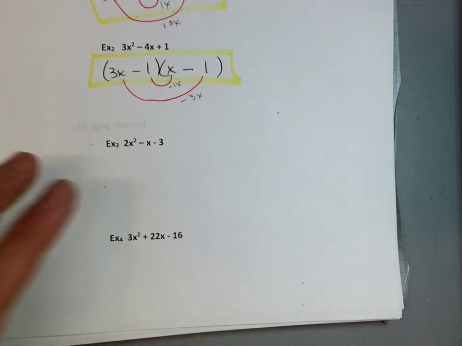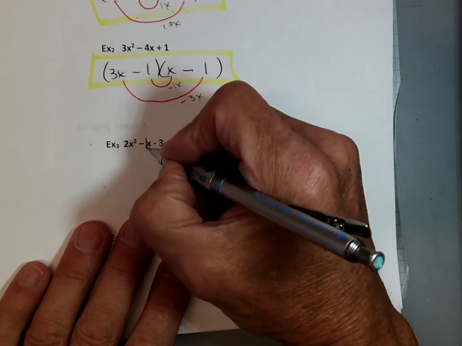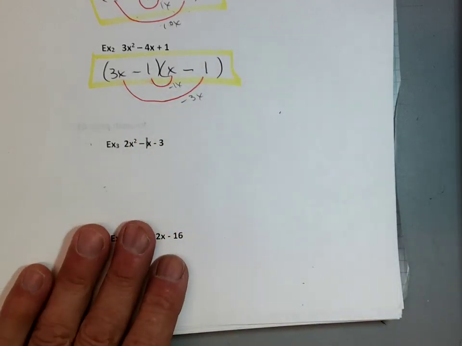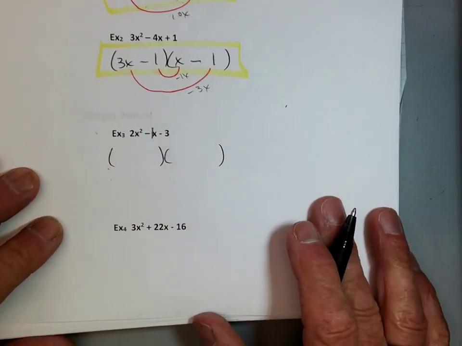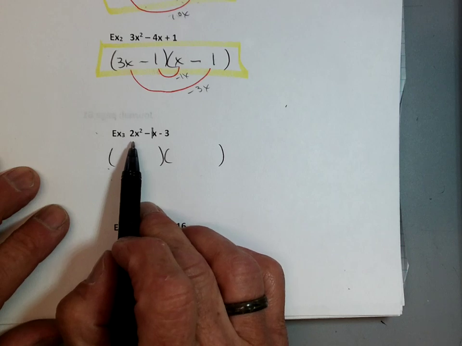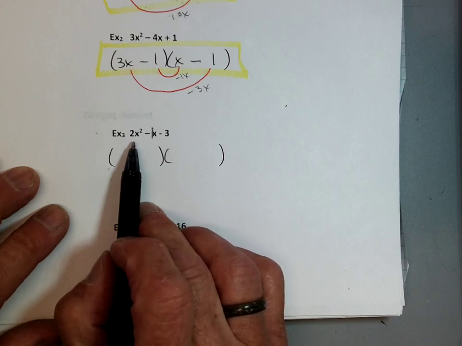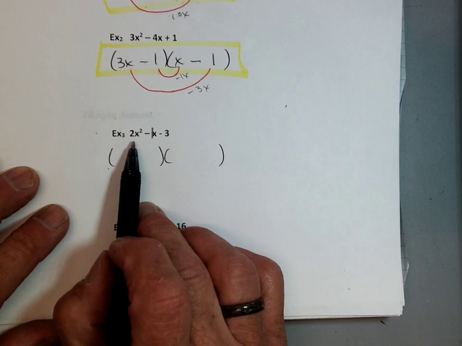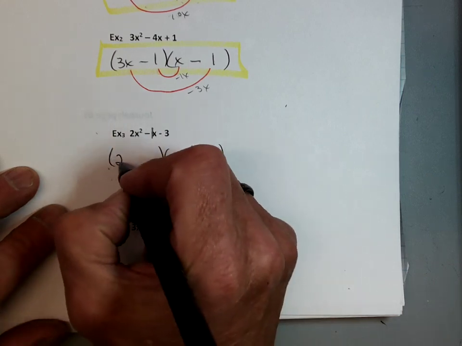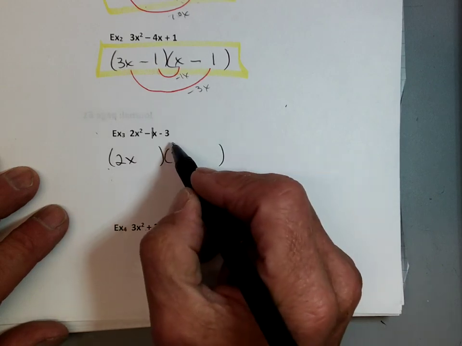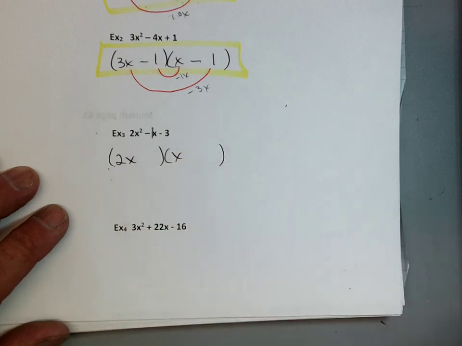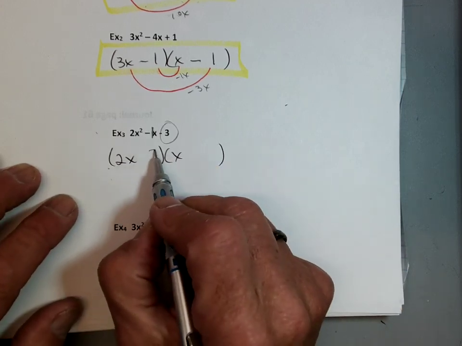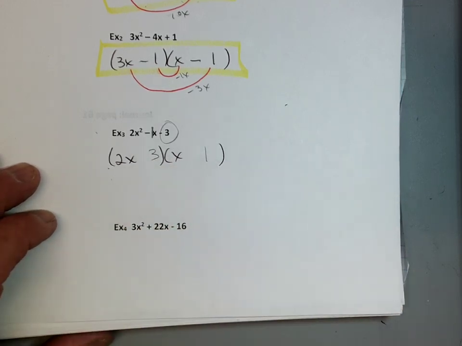Okay, number 3. Let me put a 1 here just because it's going to help. That's an invisible one. You guys agree? So let's go parentheses, parentheses. How am I going to make a 2x squared? Go ahead and say it, Carly, please. 2x times x. How am I going to make a 3? What times what makes 3? 3 and 1. Now I'm wrong, it's really 1 and 3.